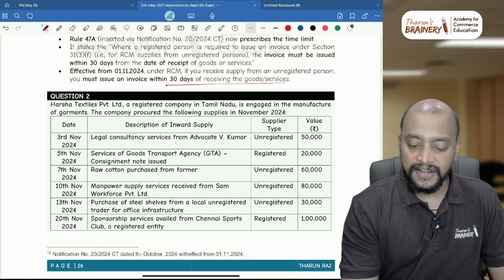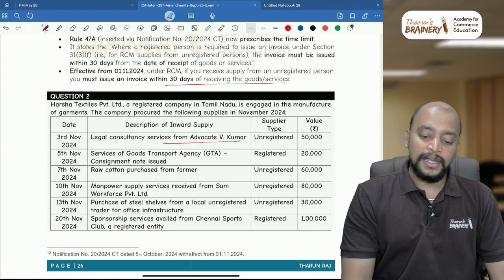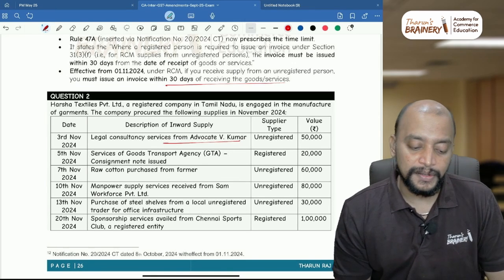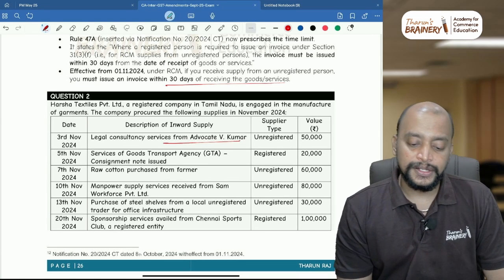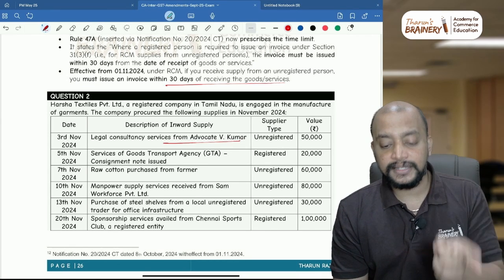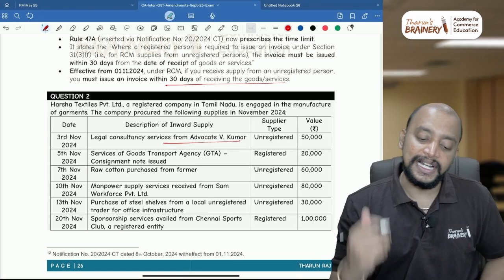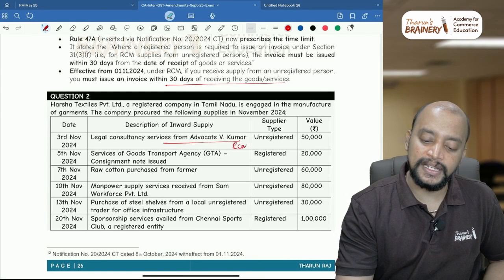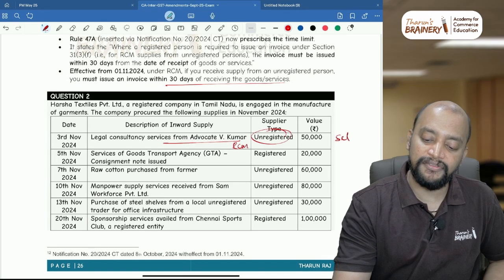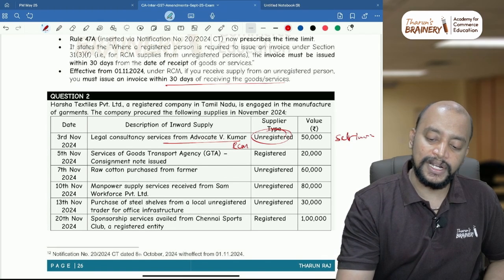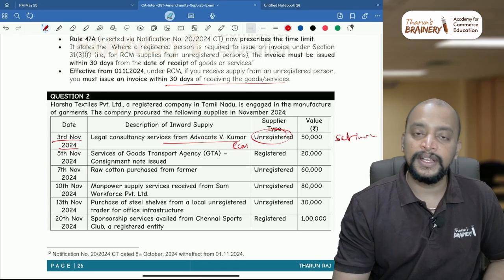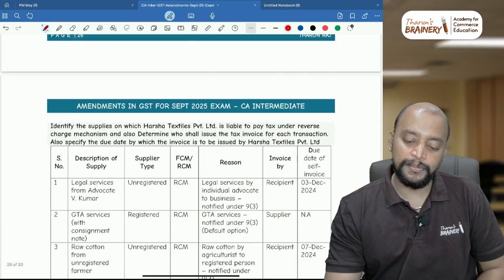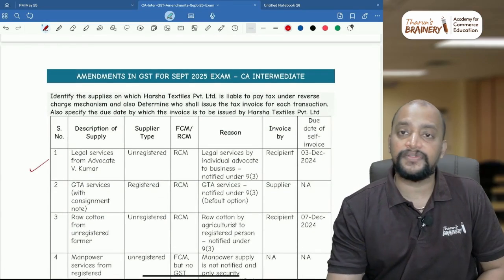Legal consultancy service from Advocate V. Kumar, an unregistered supplier, value 50,000, dated 3rd November 2024. So, advocate services to a recipient are definitely RCM, and self invoice will be applicable. It is RCM and the supplier is unregistered, so self invoice will be applicable. What is the time limit? From 3rd November we need to take 30 days, so it will be 3rd December 2024. That is the answer for the first part.